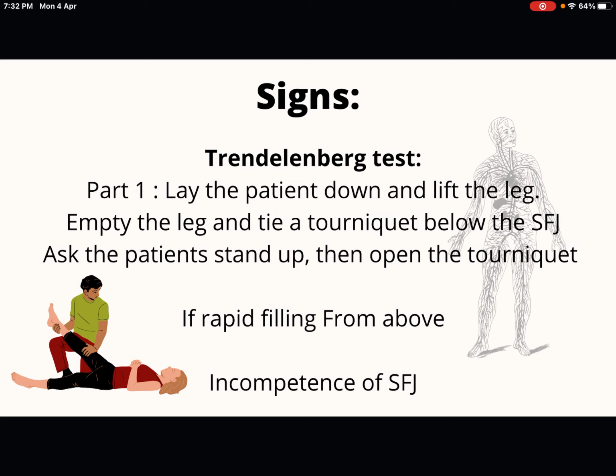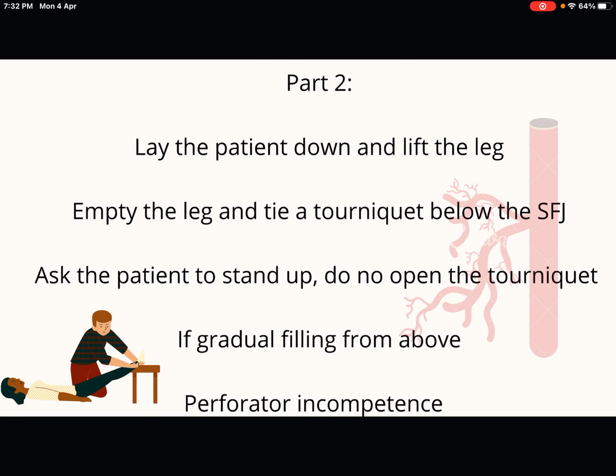Then we have to again ask the patient to stand up. We have to remove the tourniquet. If the rapid filling is seen from above, it is due to the incompetence of the saphenofemoral junction.